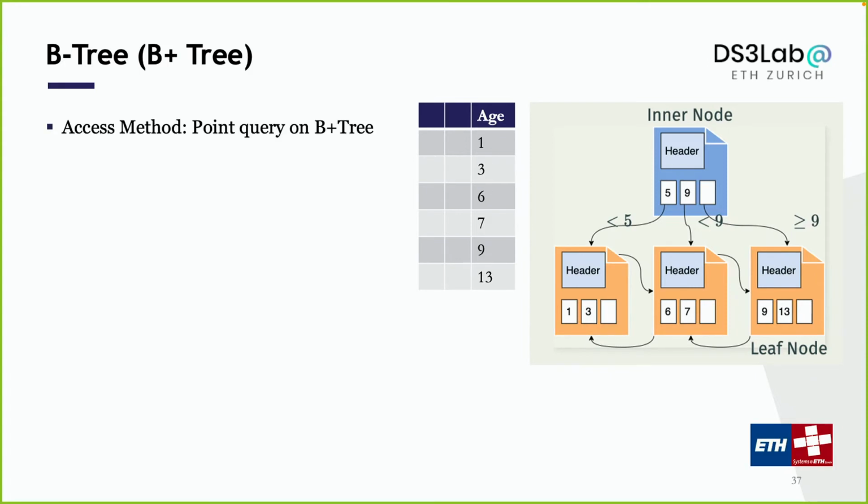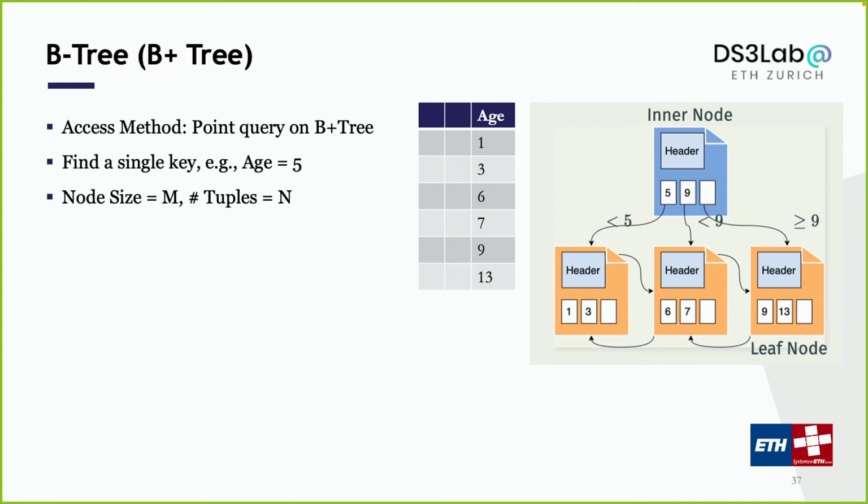Once you have this data structure built over your relation, you could provide a whole bunch of interesting access methods. For example, I can do a point query lookup on a B+ tree. Once I have a B+ tree, one thing I can do is find a single key. I say, give me all the tuples with age equals 5, for example. That's one access method you can provide.